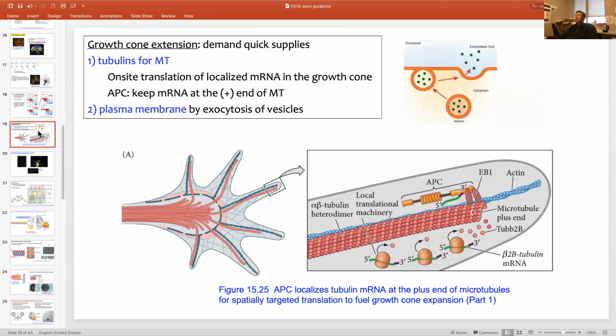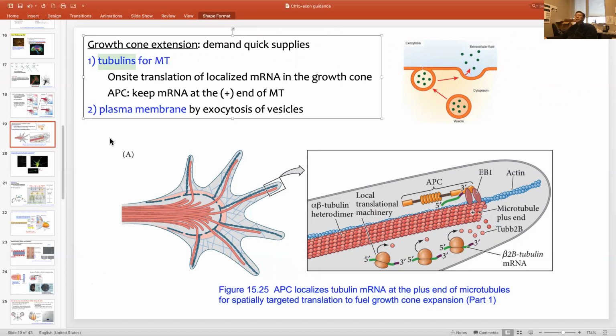Okay, so the growth cone extension in a certain direction requires a bit of supplies, okay? What kind of supplies do they need for supporting this extension? One, of course, is microtubule polymerization. And for the polymerization of the microtubules, we need tubulins. Tubulins are the monomers of the microtubules.